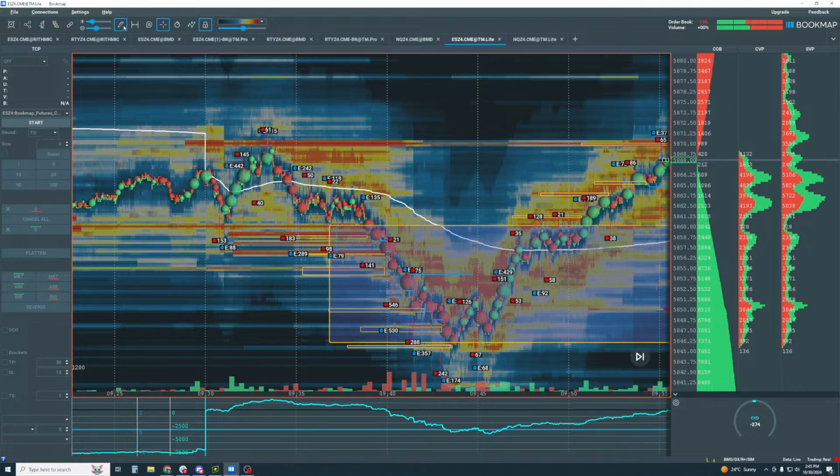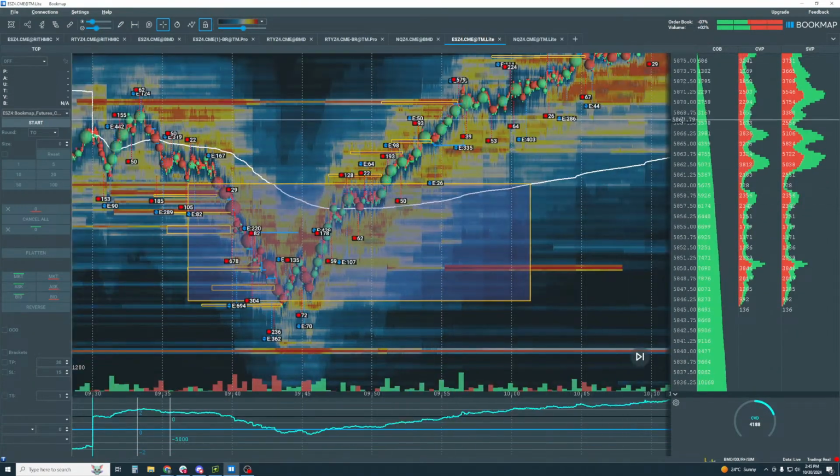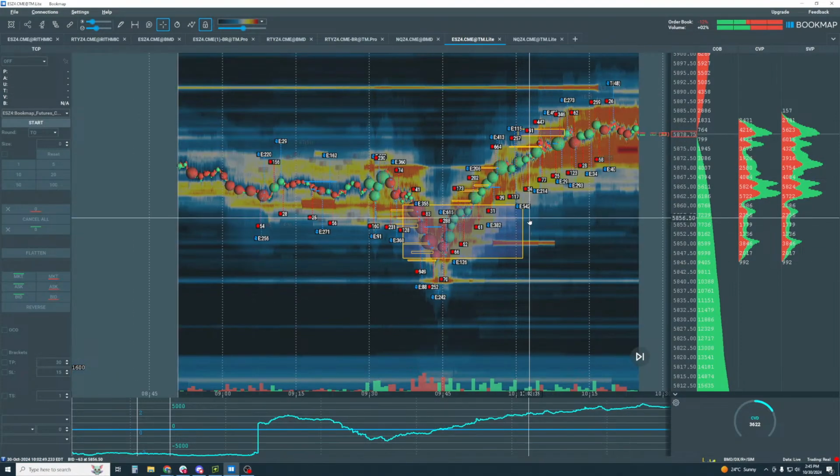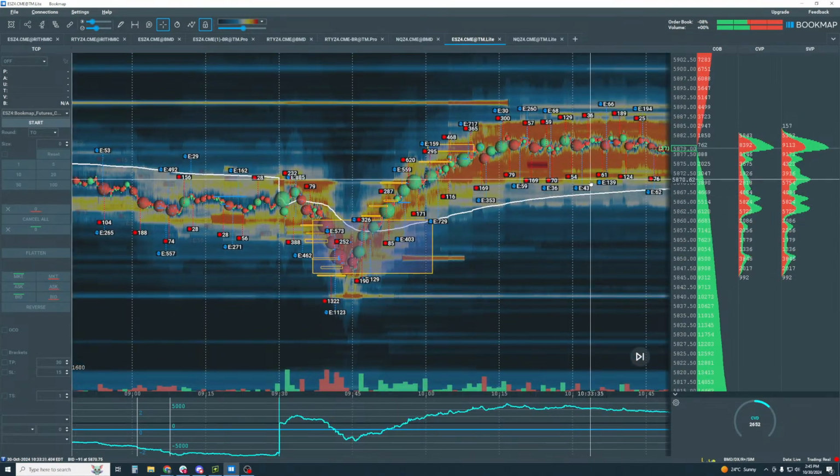I'm not saying that this is easy, but if you go back and look at your charts, this is how a lot of larger players have to get filled. These are some considerations for you as well.